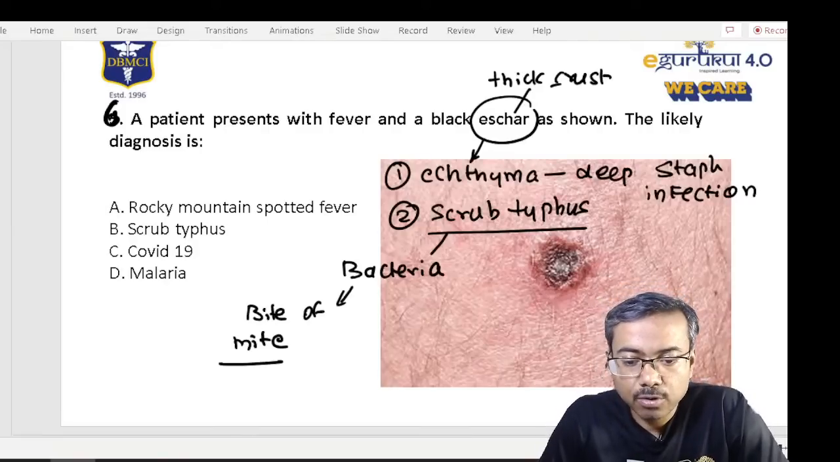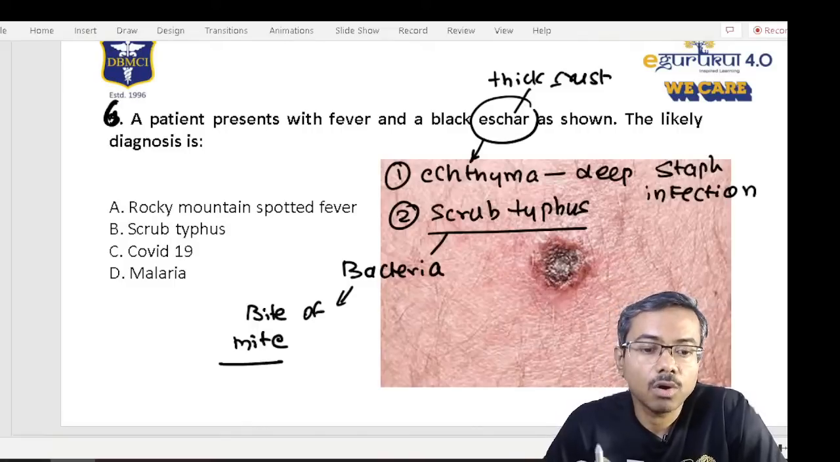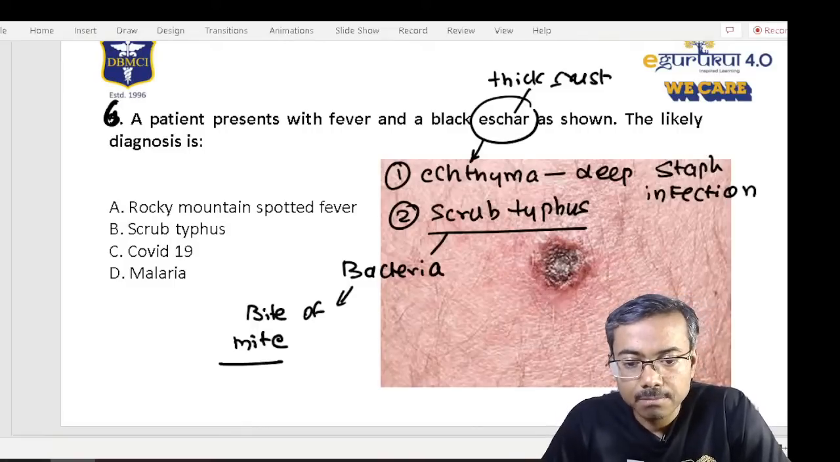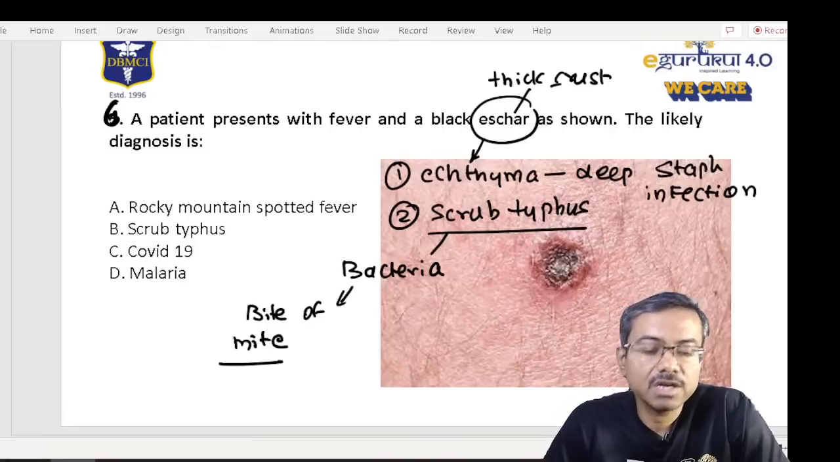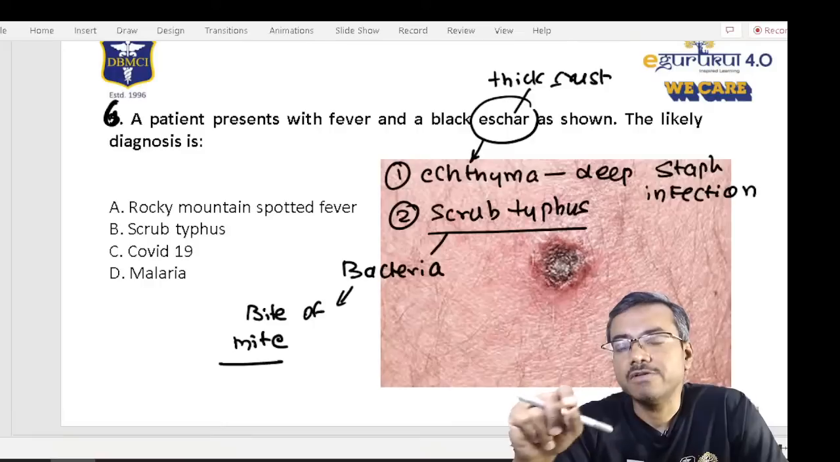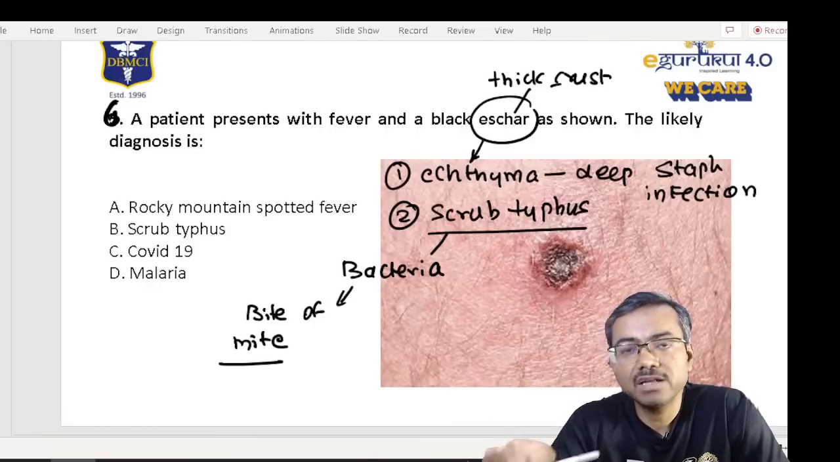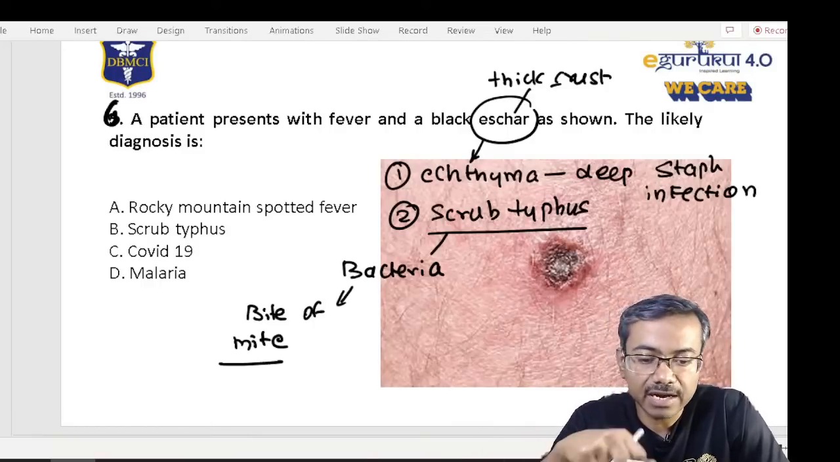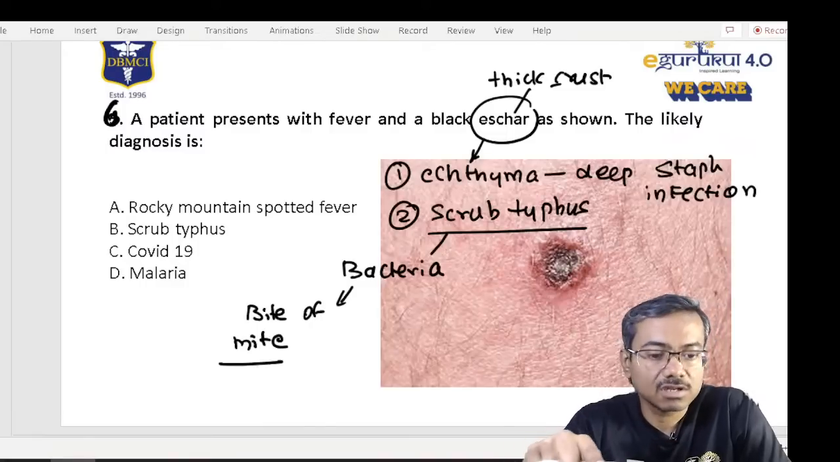Sir, warts on any body parts due to HPV are communicable? Yes, basically all are communicable. Botryomycosis, we'll talk about it when I come to the disease called mycetoma later on. I'll tell you about botryomycosis at that time. Abhilasha, yes, all warts are communicable.